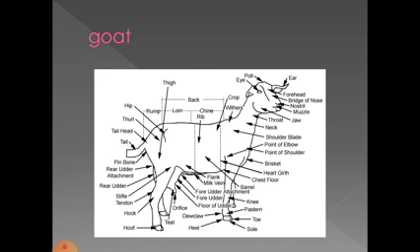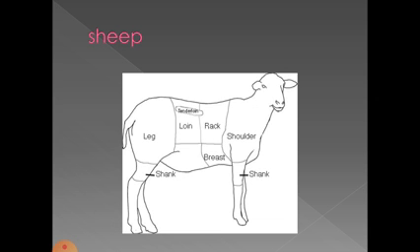We also have goats. Goat is a type of mammal that is commonly reared in Nigeria as a farm animal, and also there are different breeds of goats. Then we have sheep. The male of this animal is known as a ram, while an adult female is known as a ewe.